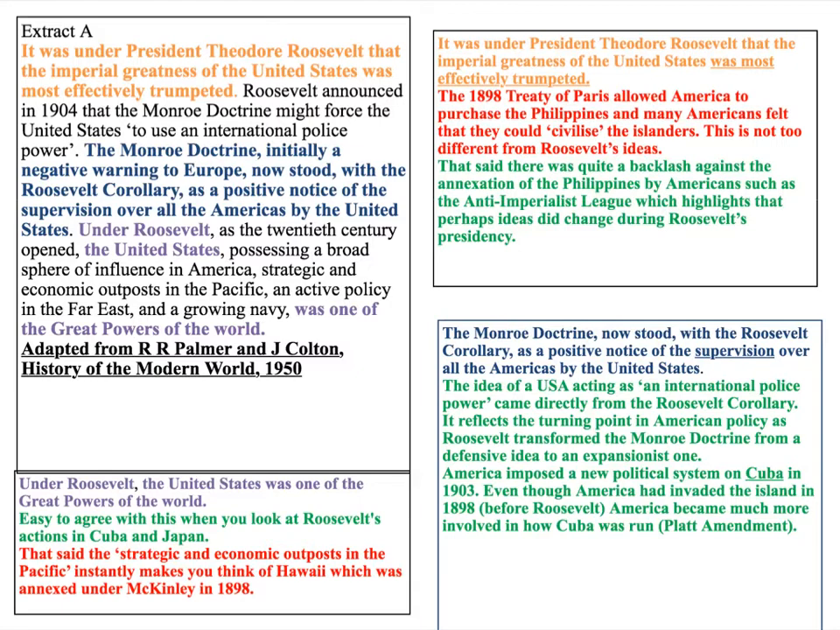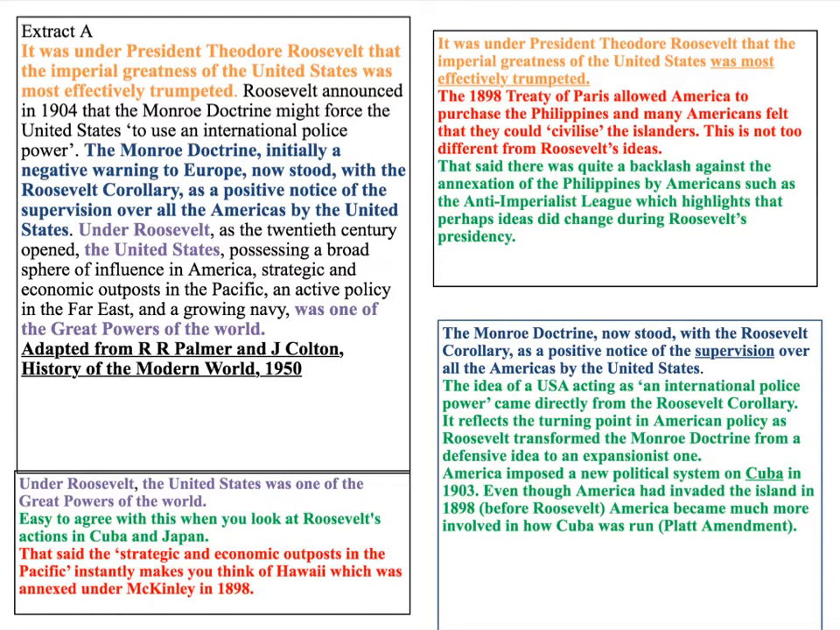So the first bit: under President Theodore Roosevelt, the imperialist greatness of the United States was most effectively trumpeted. And I think as you can see over here, what I've done is I've highlighted that last part, most effectively trumpeted.